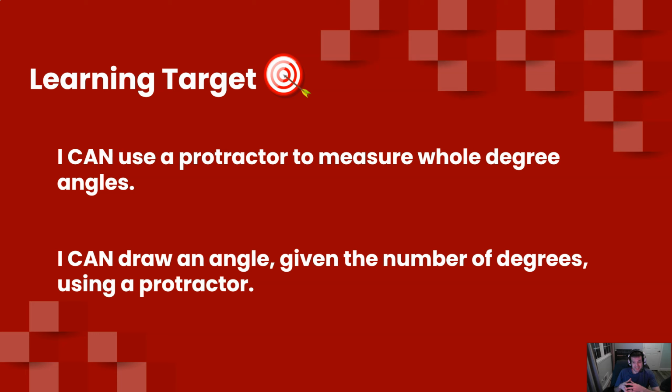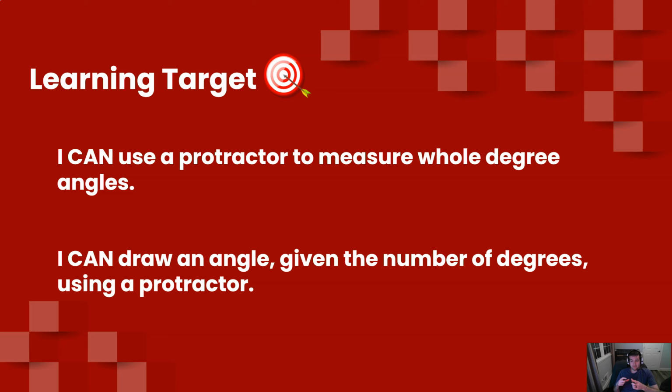But the cool thing is, you don't always have to estimate your degrees. You can actually find out exactly how many degrees an angle is using what's called a protractor. A protractor is a tool that's actually in your math kit. So if you have your math kit with you, you can take it out, and if you don't have your math kit with you because you're in person right now and you don't have it at school, that's totally fine.